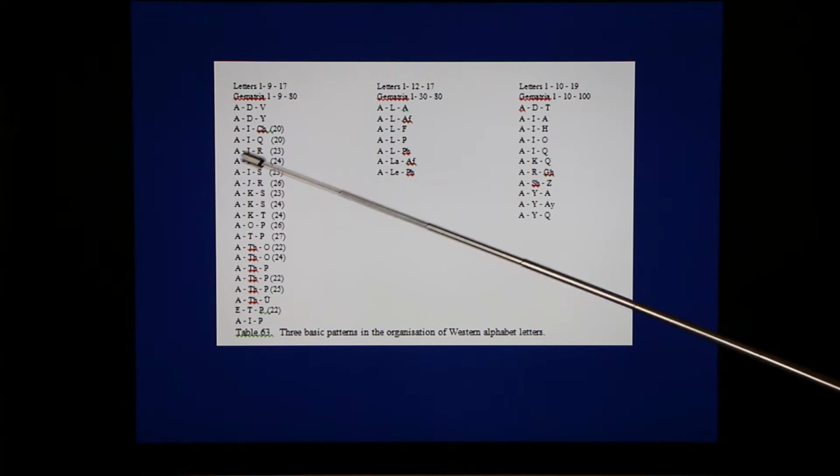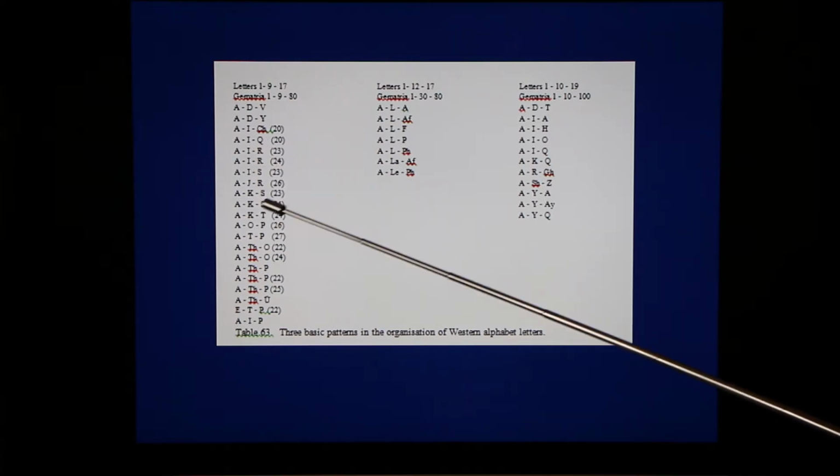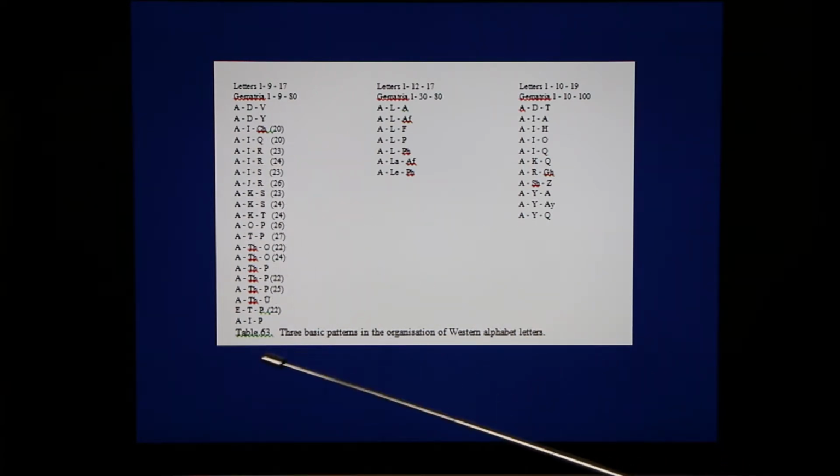So I get AIQ, AIR, AIS, AKS, and so on. Yes? That's easy. But now it gets interesting, because now I have the letters 1, 12, and 17. I add them together and I get 130 and 80, and that's 111. But now what are the letters involved?